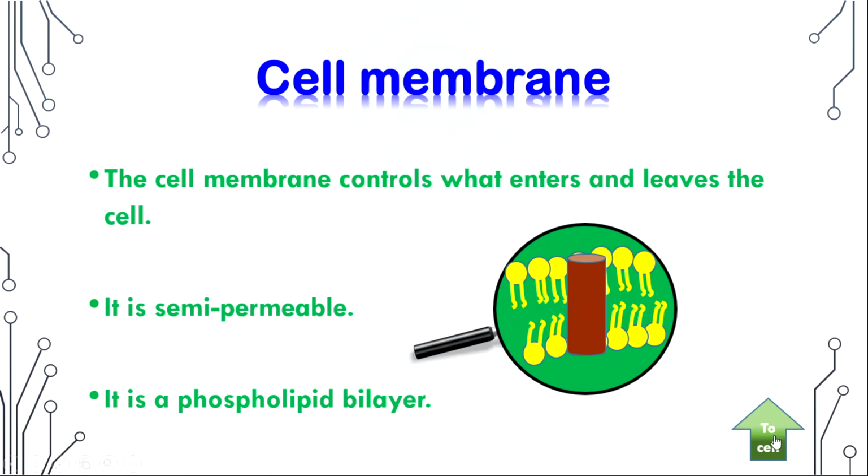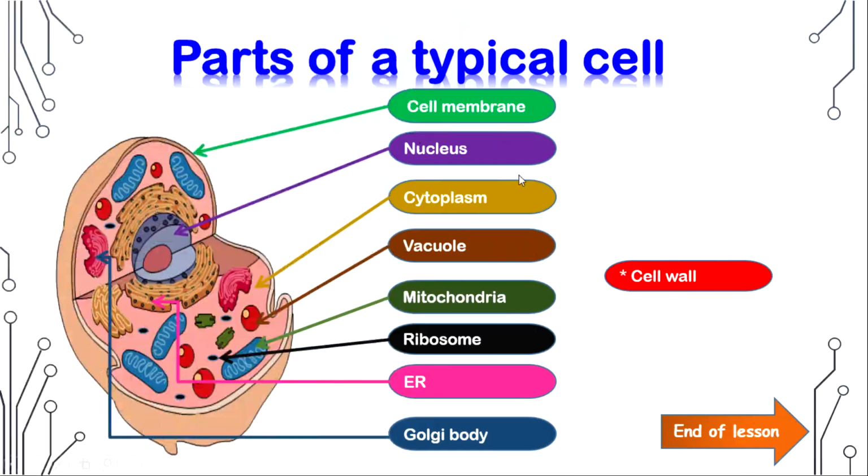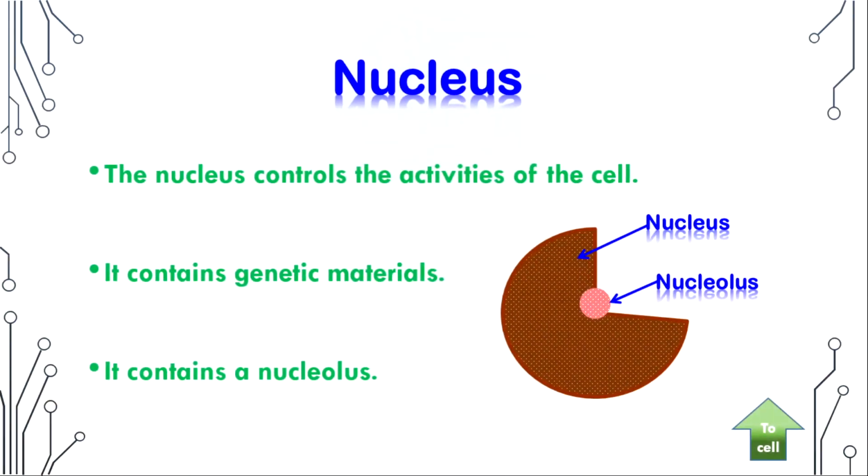All right, let's look at another structure. The nucleus. Now this is what controls the activities of the cell. So it is like the brain of the cell.